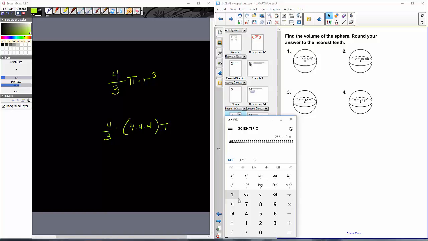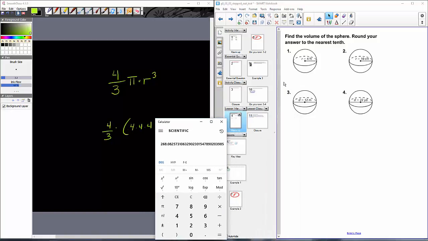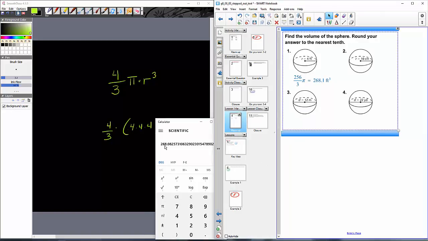Oops. So let's try this again here. I think I made a mistake. So I have 4 times 4 times 4 equals 64, times 4, divided by 3. Here's the answer. I had 85.333, but I'm not done yet. That's pi, right? So times pi equals 268. So let's see what we have here. So 268.1.